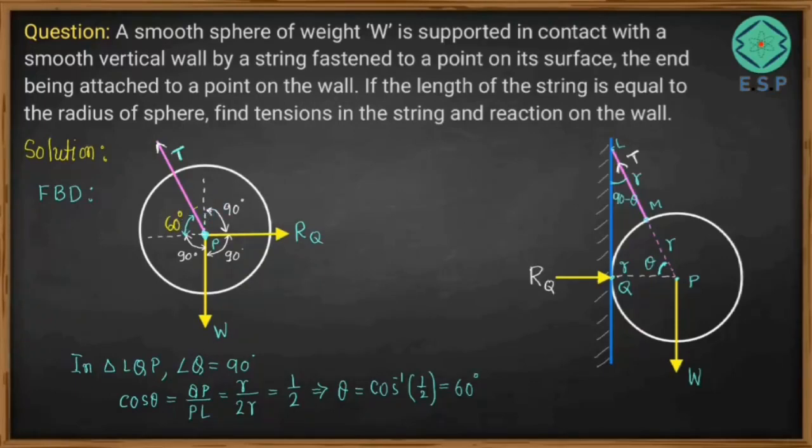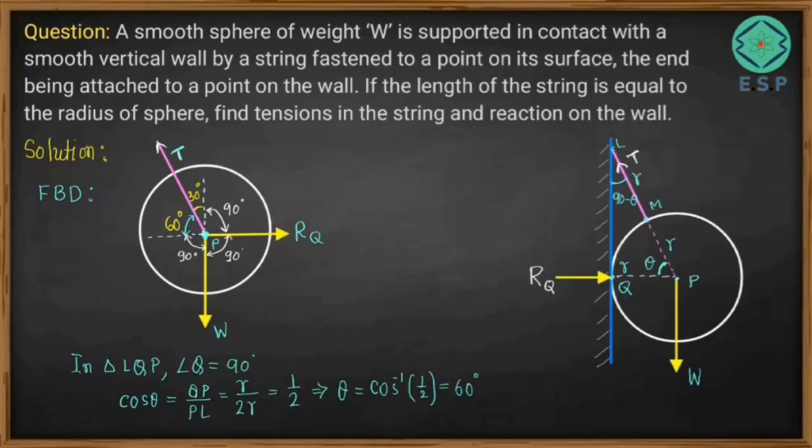So this angle will be 30 degrees from geometry. Now I can find the angle between tension and RQ, which is 90 plus 30, that is 120. The angle between tension and weight is 90 plus 60, that is 150. And the angle between RQ and W is 90 degrees. With this information, I can easily do the calculation with the help of Lami's theorem.